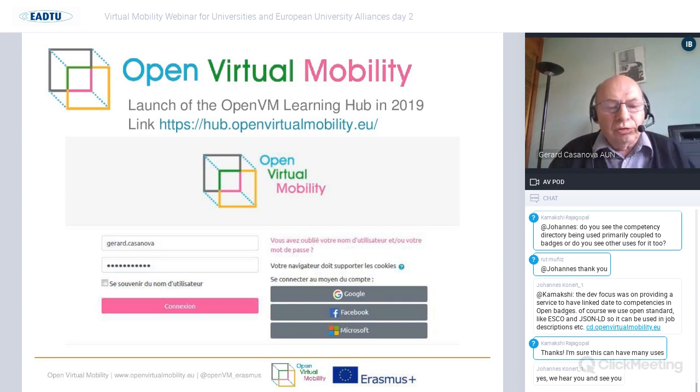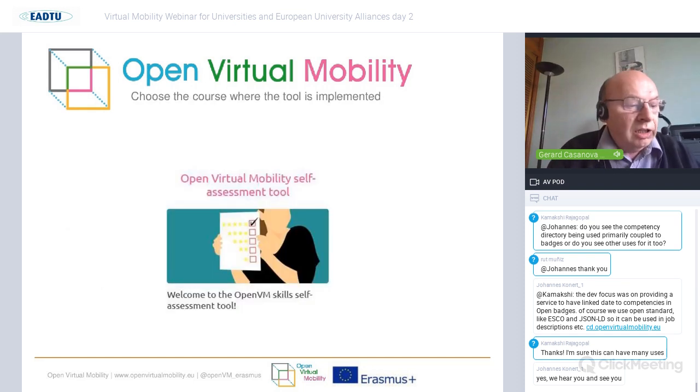Thanks, Deborah. I'm going to present the practical aspect of the tool, and a kind of step by step to use the tool. The self-assessment tool is implemented in a Moodle course. So to use it, you need to register to the hub and go to the OpenVM online course. Among all the courses in the hub, you have to choose the Open Virtual Mobility self-assessment.